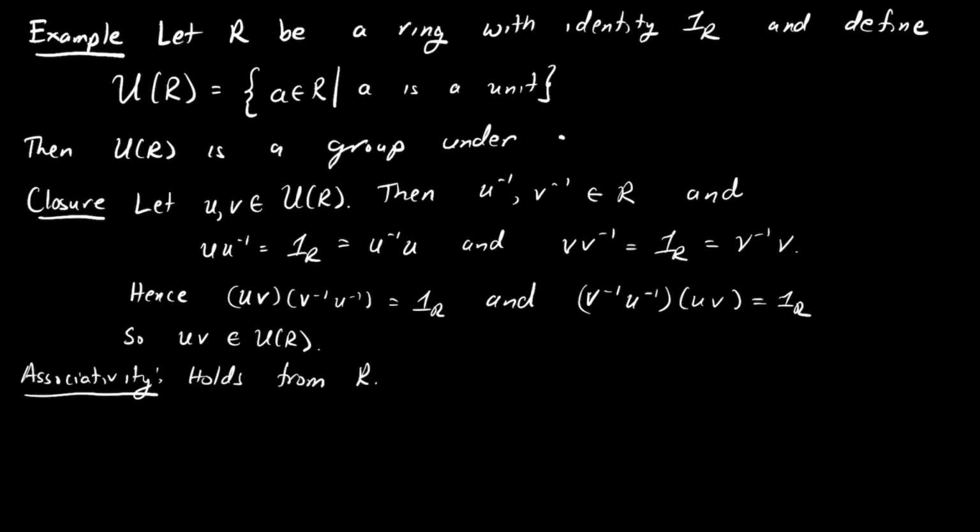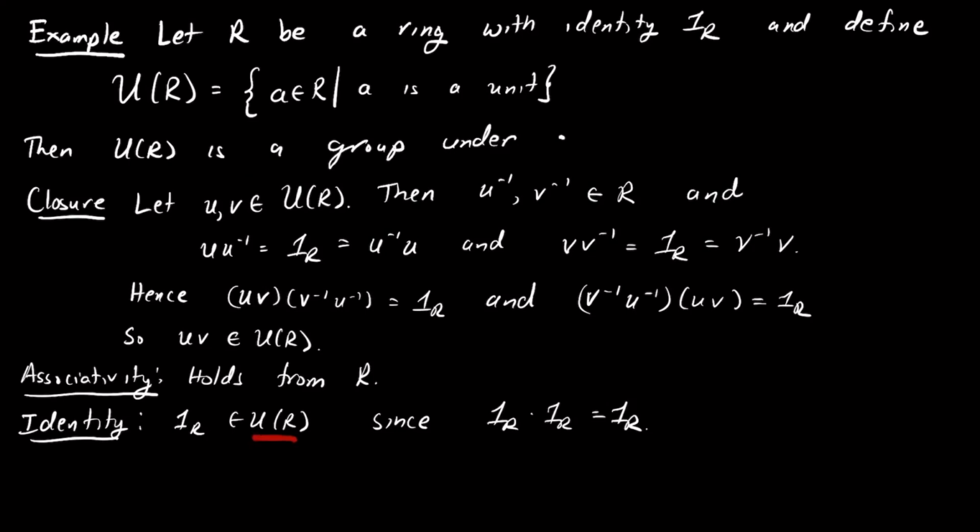Associativity, well, we're just looking at a subset of R, and we already know that multiplication in a ring is associative. So U(R) just inherits associativity from R. We know that the identity element itself is in U(R), since 1 times 1 is equal to 1 inside any ring. So this is our e element, this is our neutral element.